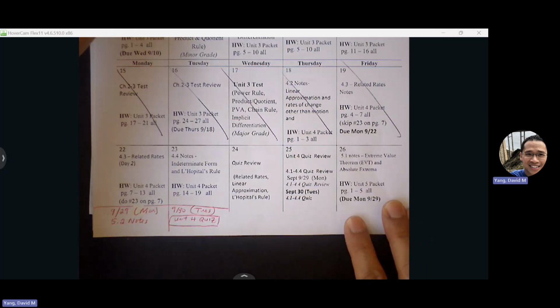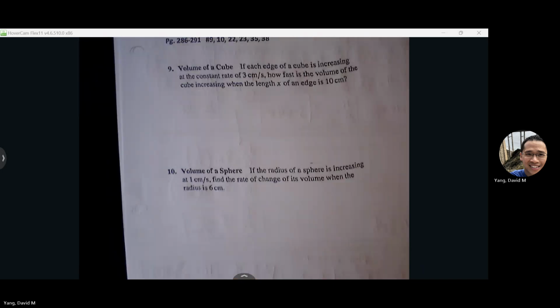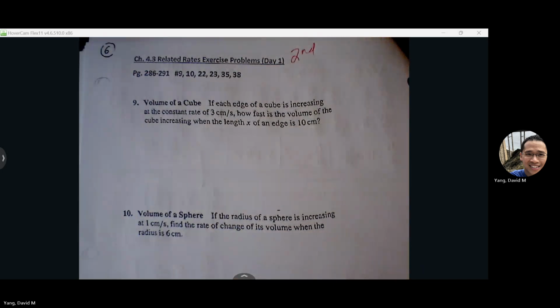All right, page 6. So remember, with related rates, we're always going to be starting off with some algebraic or geometric equation. And then once we have that set up, we move into our related rates derivative process.